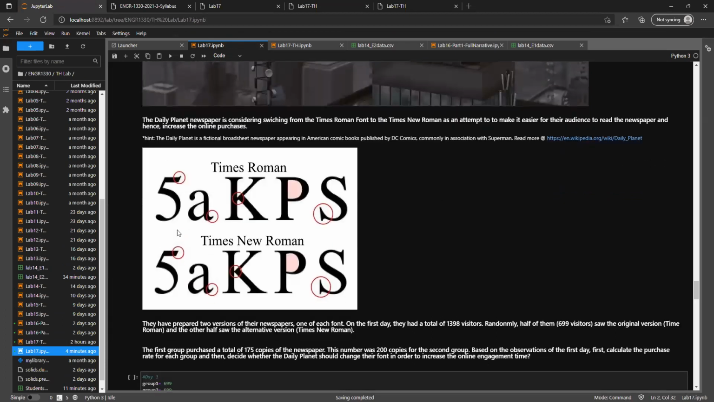The difference is subtle. I believe these are called serifs. I don't know a whole lot about it, but as you can see, there is some difference in the font. They want to know, is one of these significantly more readable, statistically significantly more readable for audiences than the other? If so, they want to swap. If not, they don't want to waste the money.